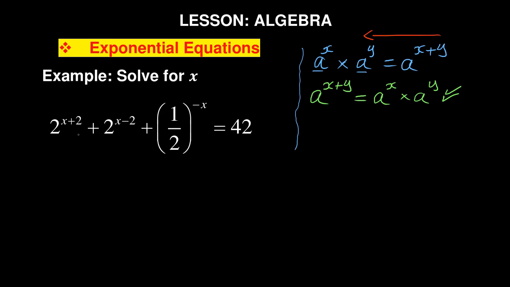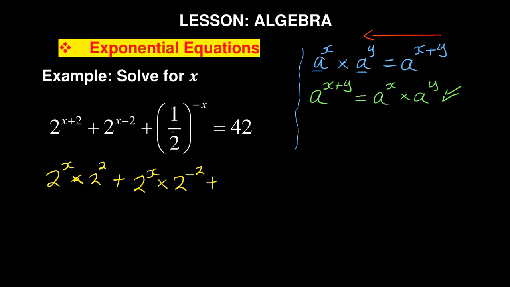So I'm given 2 to the power x plus 2. It will become 2 to the power x times 2 to the power of 2, plus, I use the same law again, 2 to the power of x times 2 to the power negative 2, and then plus.